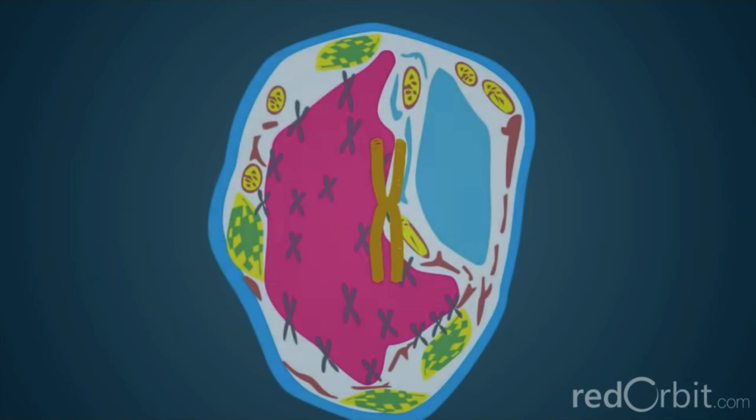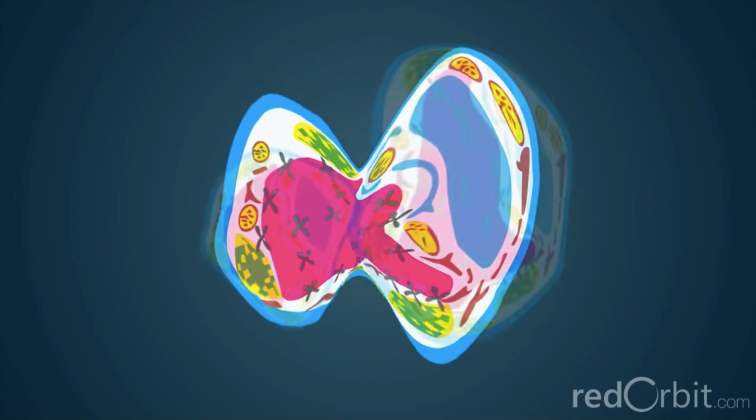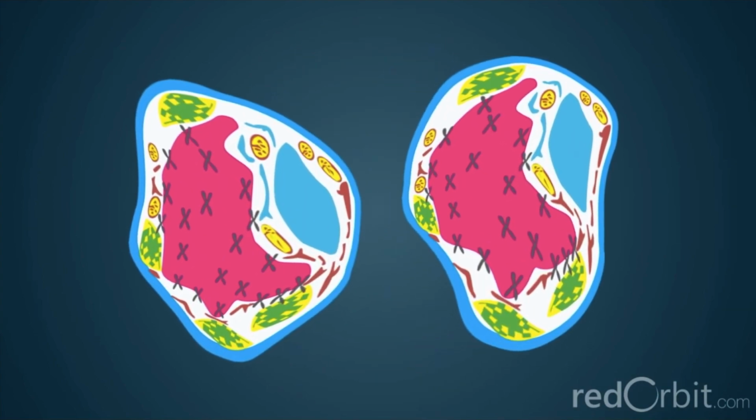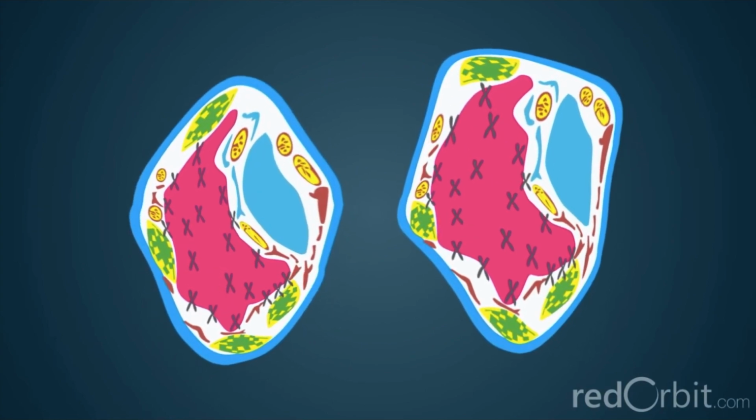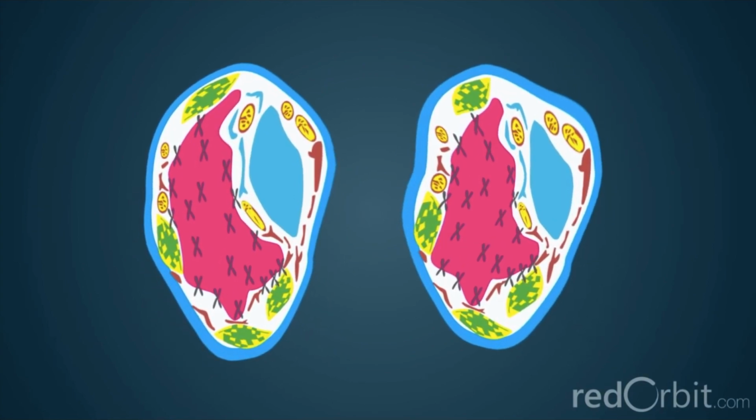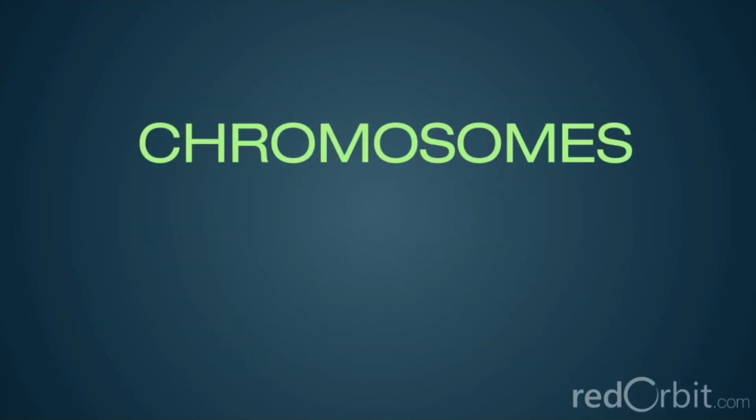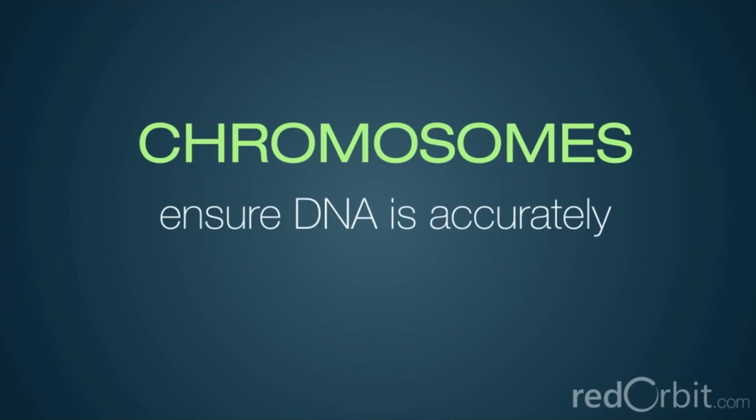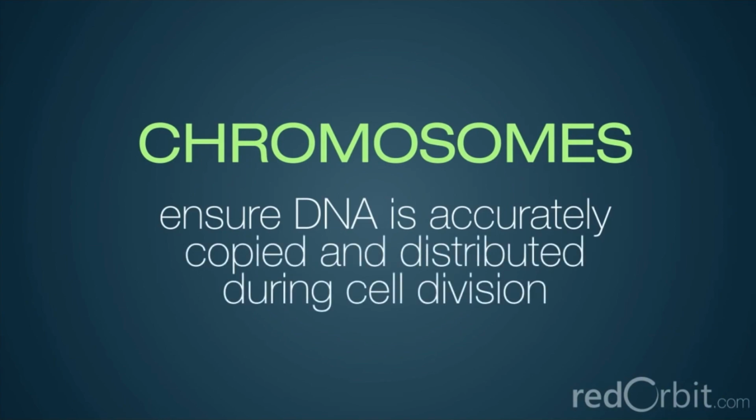For an organism to grow and function properly, cells must constantly divide to produce new cells to replace old, worn-out cells. During cell division, it's essential that DNA remains intact and evenly distributed among cells. Chromosomes are a key part of the process that ensures DNA is accurately copied and distributed in the vast majority of cell divisions.